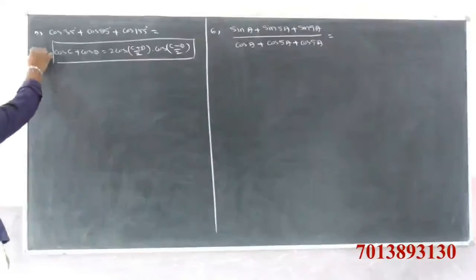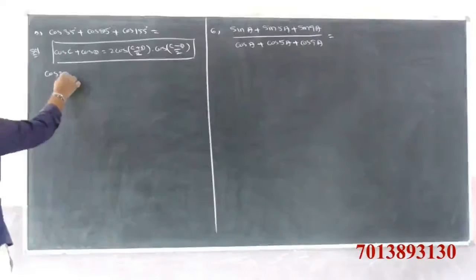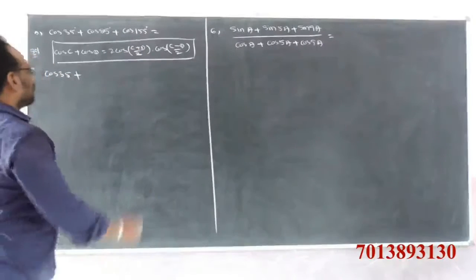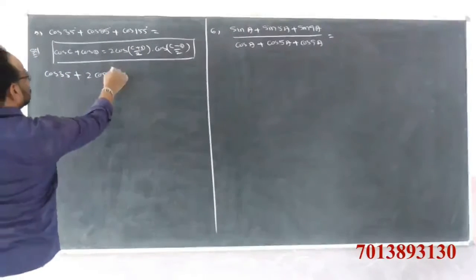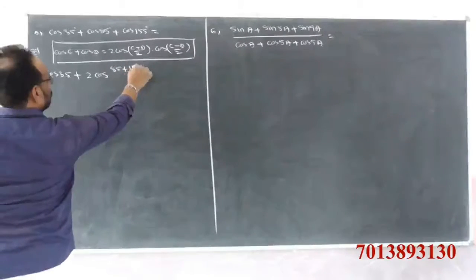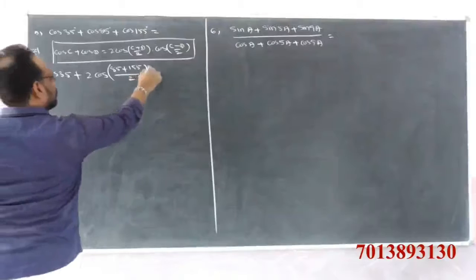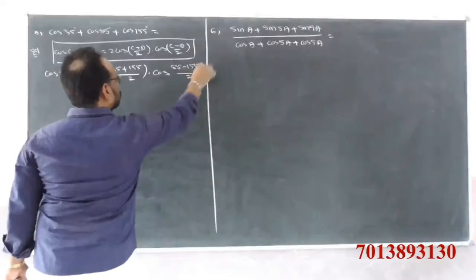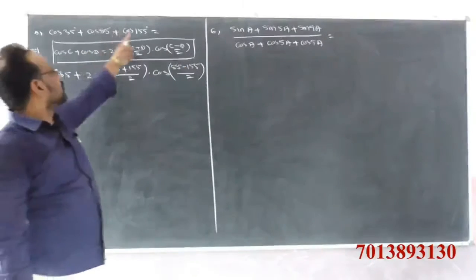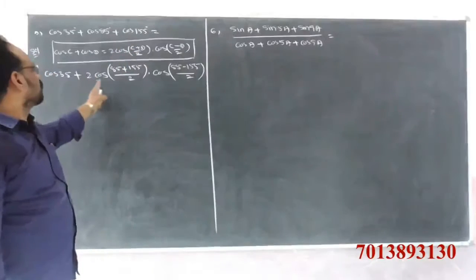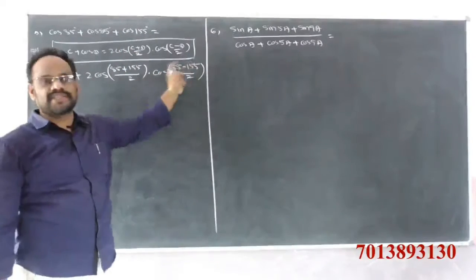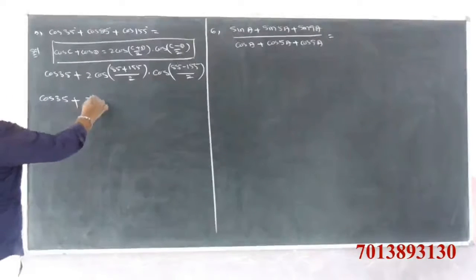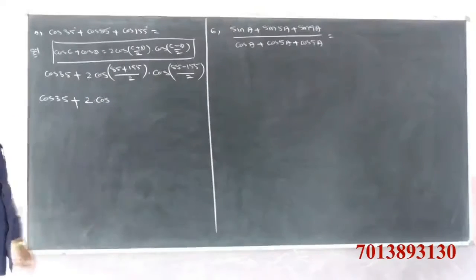Solution: cos 35 plus cos C plus cos D. Cos C plus cos D is nothing but 2 times cos of (C plus D) by 2 into cos of (C minus D) by 2. Here that is 85 plus 155 by 2, and 85 minus 155 by 2. So that is equal to cos 35 plus 2 times cos, and the value we want.